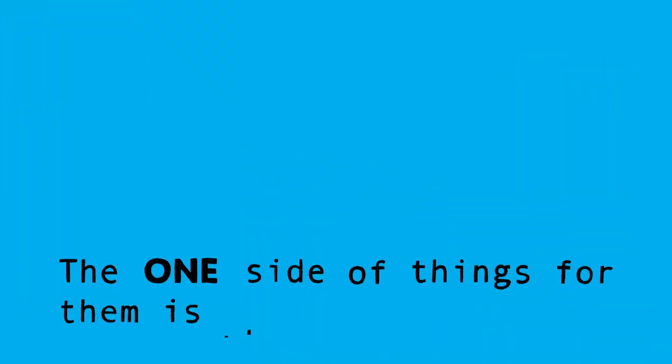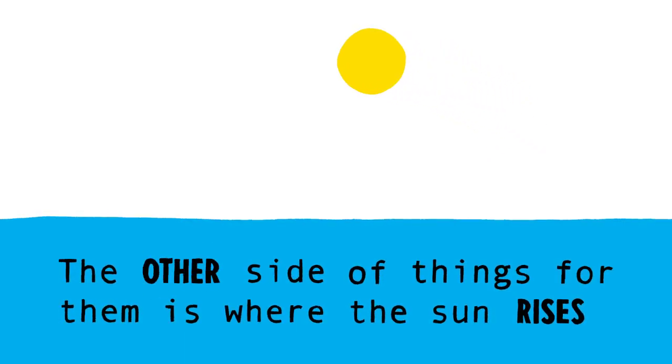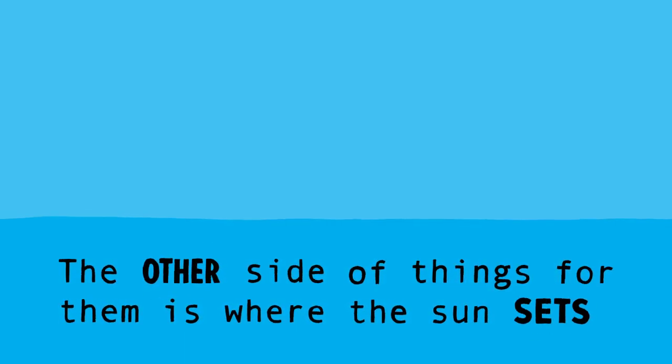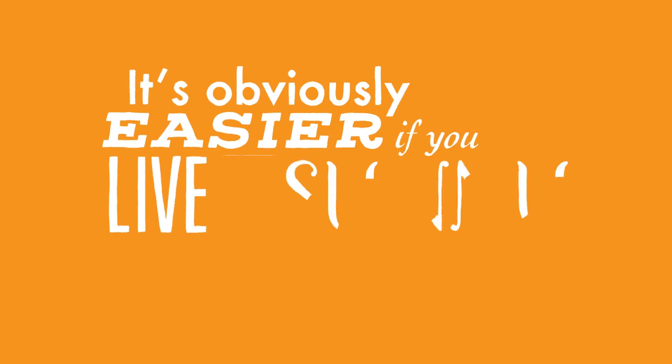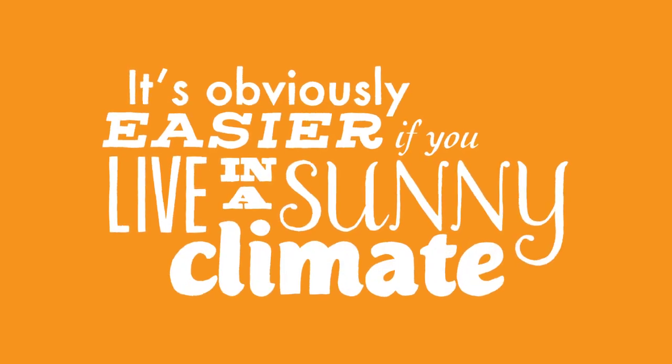So the one side of things for them is where the sun rises, and the other side of things is where the sun sets. It's obviously easier if you live out in the open in a sunny climate, because then you can always see it.